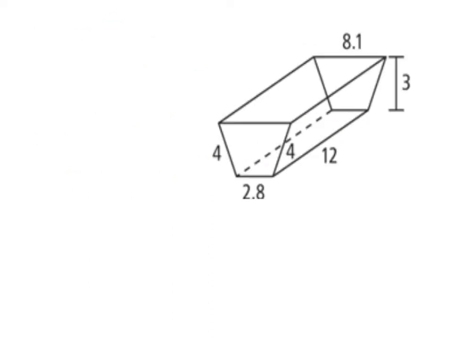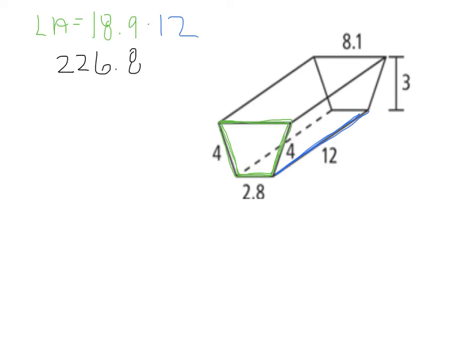Now here's a prism that is not like a box. However, my two bases are going to be these two trapezoids right here. So first I'm going to find my lateral area. My lateral area is going to be my perimeter of my base. The shape that repeats on both top and bottom, that's your base. My perimeter would be 18.9. And then I times that by my height. My height is going to be the long length across, so it's going to be times 12. So the lateral area would be 226.8, and I don't have units here, so it would be units squared.